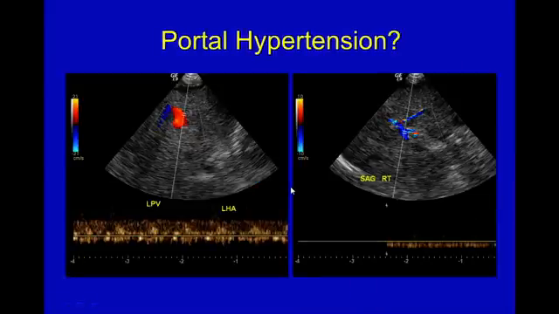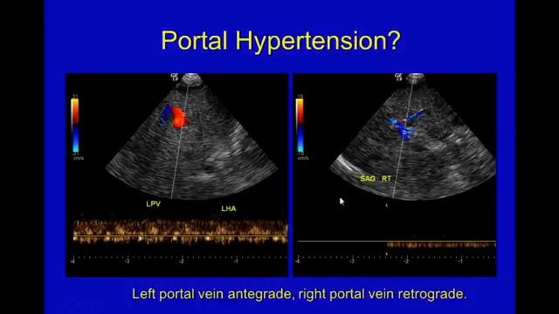So I have a couple of quiz cases for you. Is this portal hypertension? And you'll notice here that the left portal vein is going towards the transducer, and the hepatic artery here is also towards the transducer behind it. On the right side, however, the portal venous flow is reversed, while the hepatic artery flow here in the spectrum is antegrade. So can this be portal hypertension with the left going forward and the right reversed?